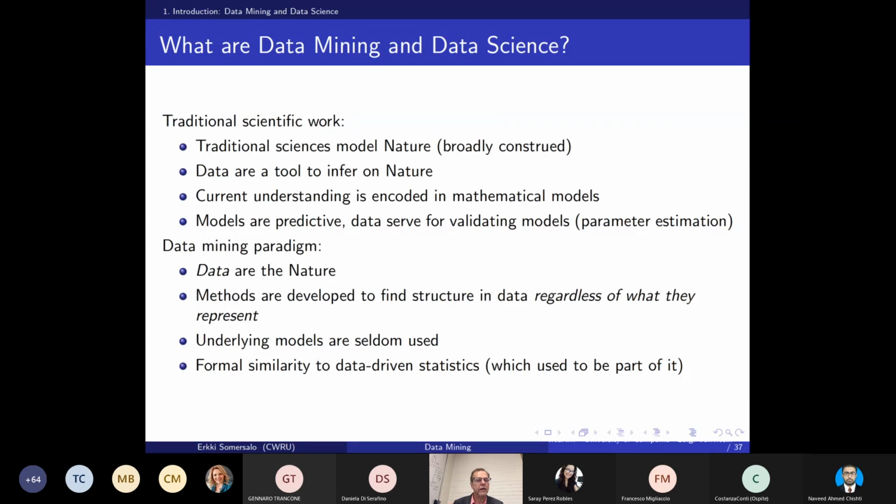So you have this data, and you are not trying to model the data by talking about what it is representing, but you are looking at the data itself. So you're trying to find a structure in the data itself. So the data becomes the nature in this case. And the underlying models are often in data science of less importance. So we are not really trying to see the structure in data by using the models that we have, but we are just trying to see what the data itself is telling us.